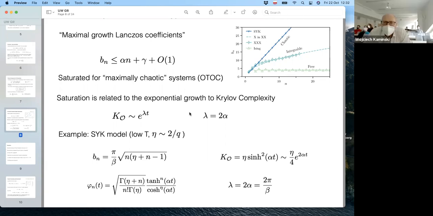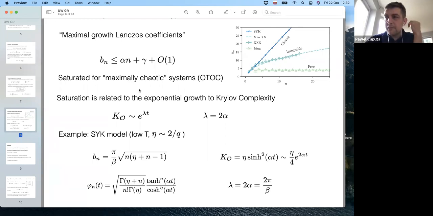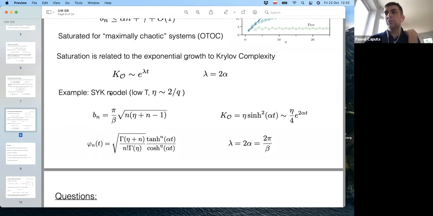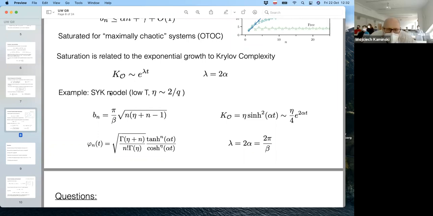Other questions? The near horizon geometries. Why do you expect any relation? Sorry, I'm not sure I heard correctly. The question is, what is the expected relation between what you presented today and the so-called near horizon geometry?